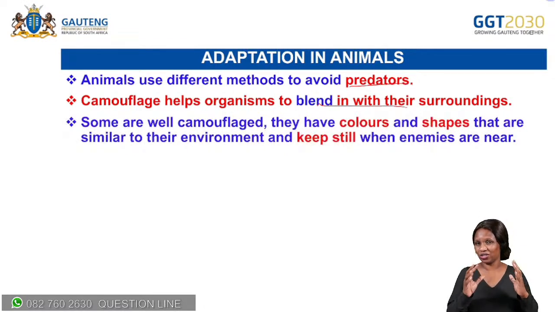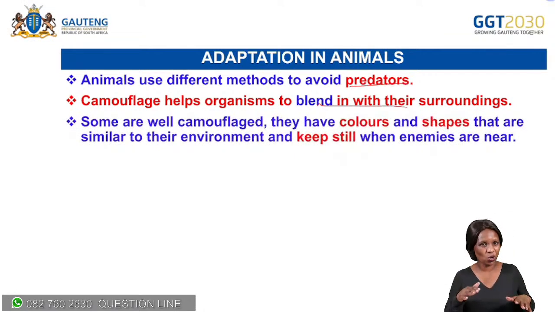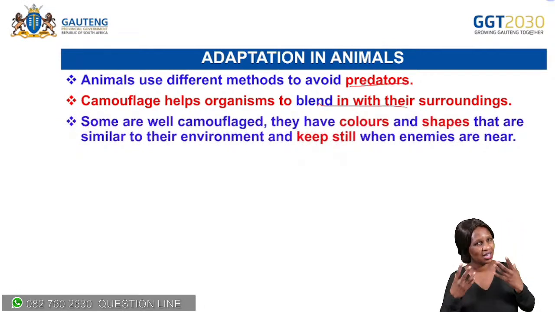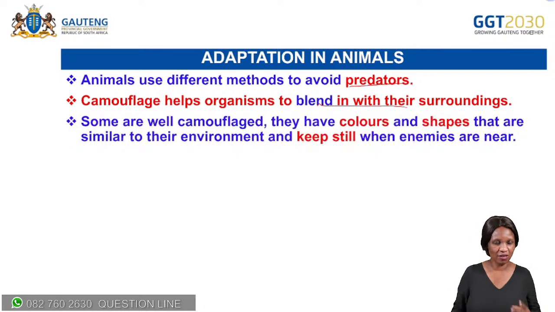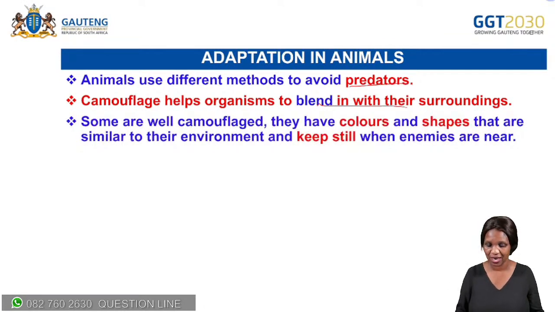The colors of the cheetah, it is not easily noticeable when it is hunting because it blends in with the grass. All right. It blends in with the environment that it is in. Therefore, it can not be noticeable until it gets close to its prey. Then it is going to be easy for it to kill that animal. All right. And then some are well camouflaged. They have colors and shapes that are similar to their environment and keep still when enemies are near.